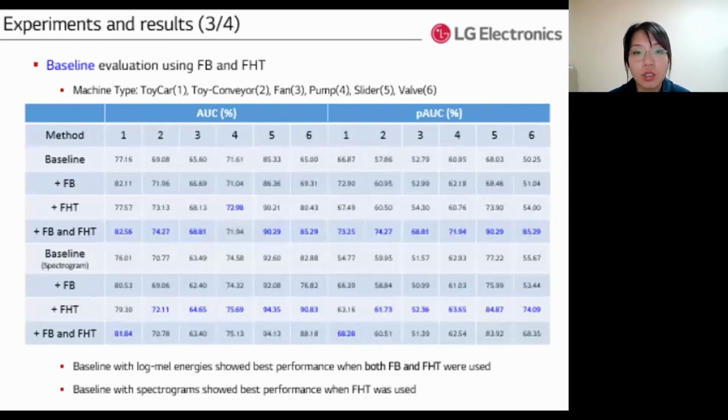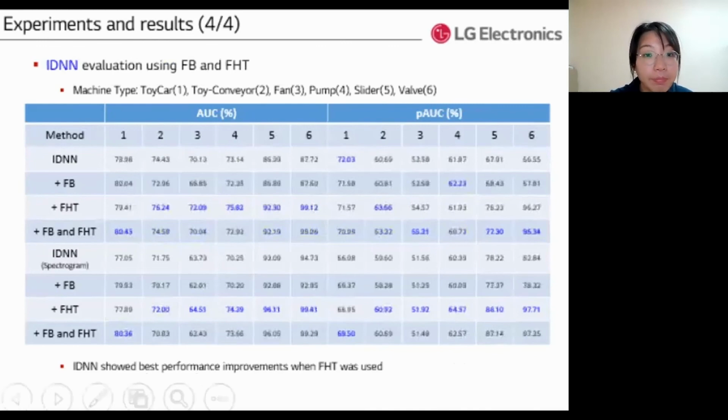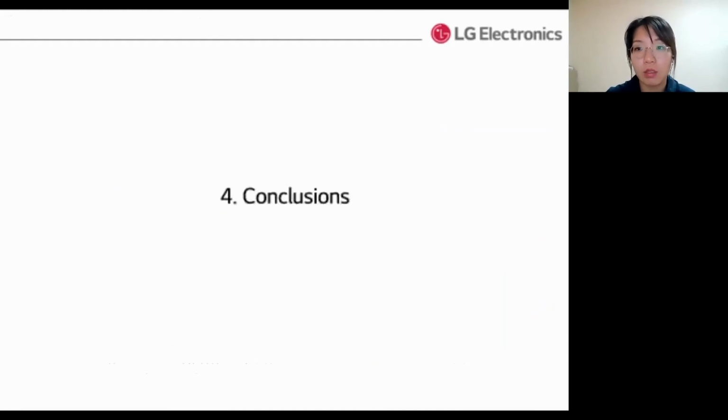And the following table shows the evaluation results of the baseline model compared across focus backpropagation and focus hypothesis tests. The baseline model with default log-mel energy showed the best performance improvements when focus backpropagation and focus hypothesis tests were used. And the baseline model with spectrogram showed the best performance improvements when only the focus hypothesis test was used. Next are the evaluation results of the interpolation DNN model, compared across the two suggested methods. For the interpolation DNN model overall, using focus hypothesis tests was more effective than using both methods.